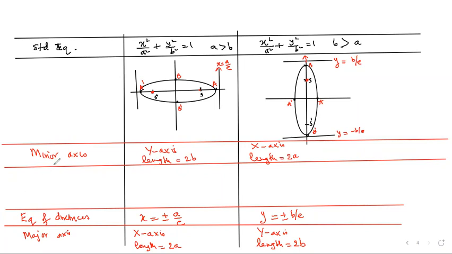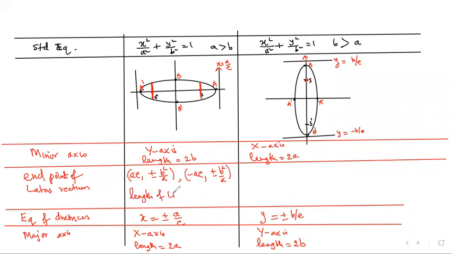Then comes the end point of the latus rectum. This will be the same as the focus x coordinate: ae comma plus or minus b square upon a. You will have one more latus rectum this side. This is also a latus rectum: minus ae comma plus or minus b square upon a. And the length of the latus rectum, can you tell me? 2b square upon a.